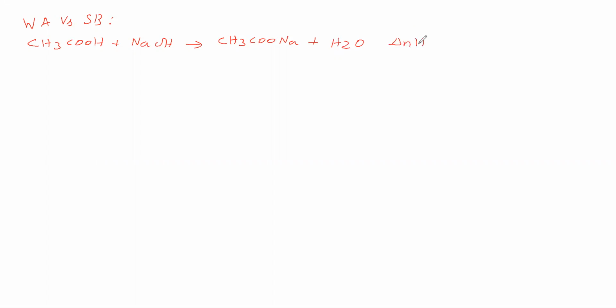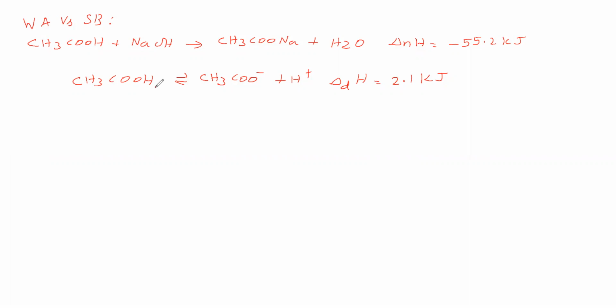The enthalpy of neutralization is minus 55.2 kilojoule. Now, why is the enthalpy of neutralization less than that of strong acid versus strong base? That we will see. Acetic acid is a weak acid. It undergoes complete ionization by absorbing heat from the surroundings. So what is the energy needed for complete dissociation? That is 2.1 kilojoule.